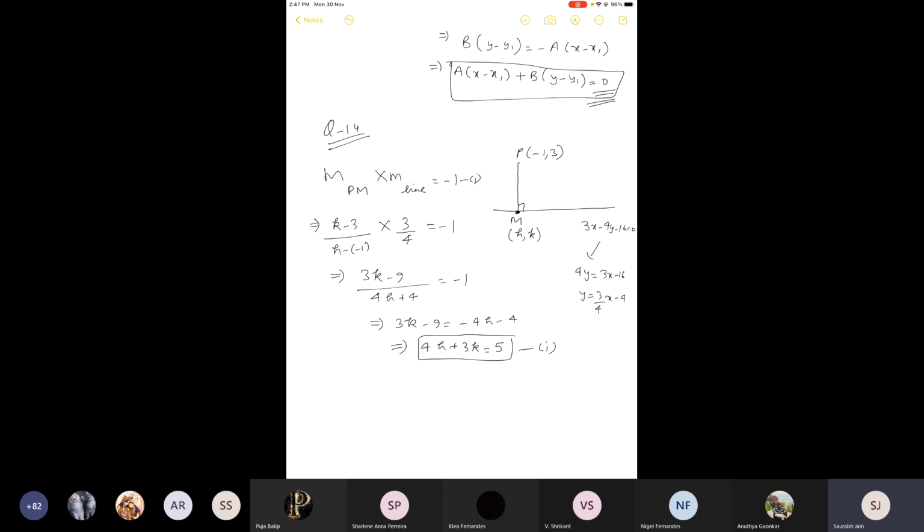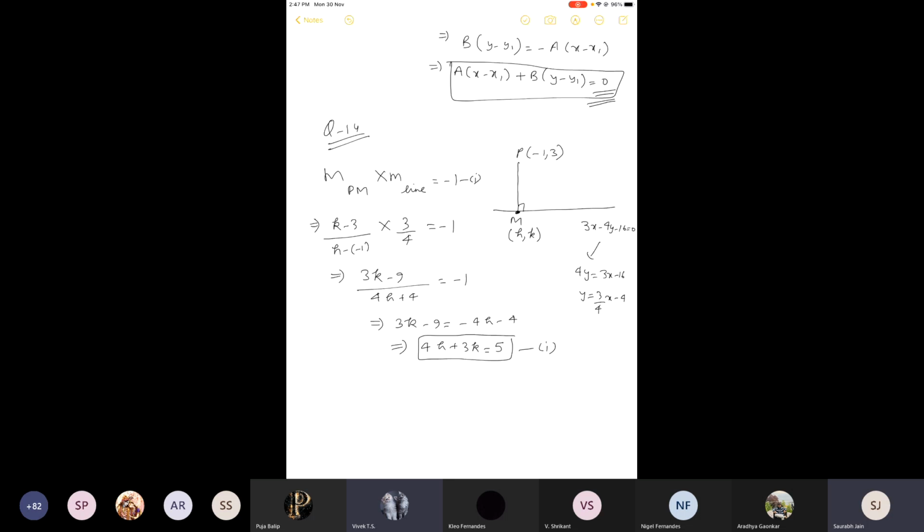Because what is M? M is the foot of perpendicular. PM is the perpendicular. Perpendicular has been dropped from P. So M is called the foot of perpendicular. We have to find its coordinates. We need another equation. So substitute h and k in x minus 4y minus 6.